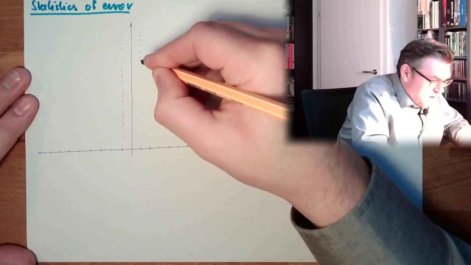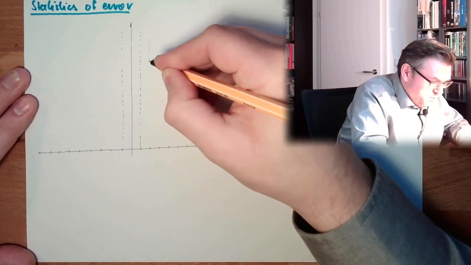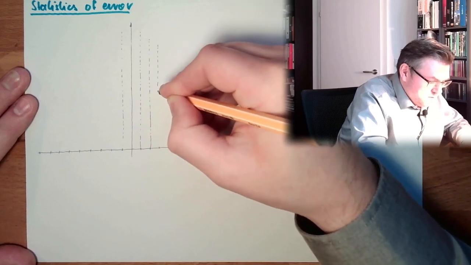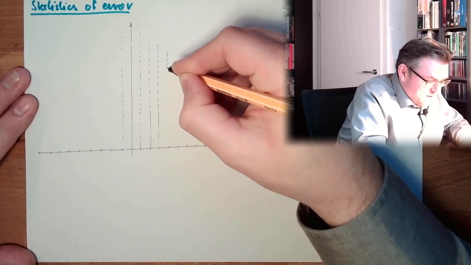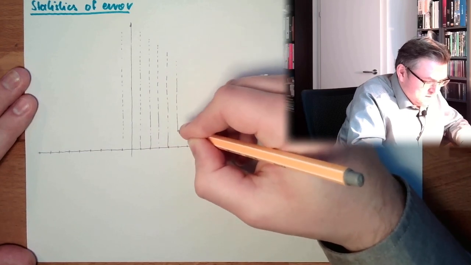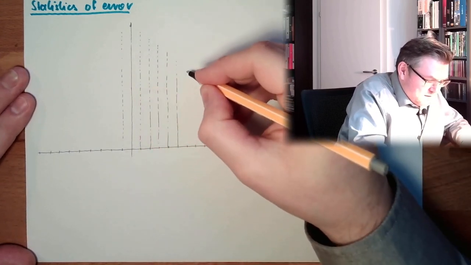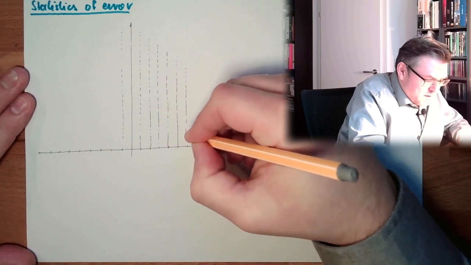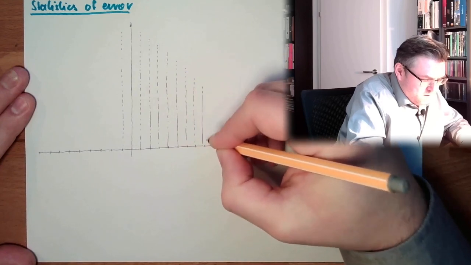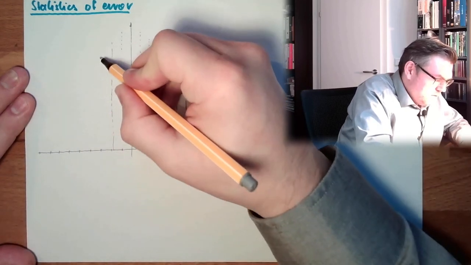And whenever our value is within a class, I say, okay, I count it here. So these are the classes, categories. Whenever my measured value is somewhere within here, I count it for this class. And then I can draw how often in which class I have received a value.